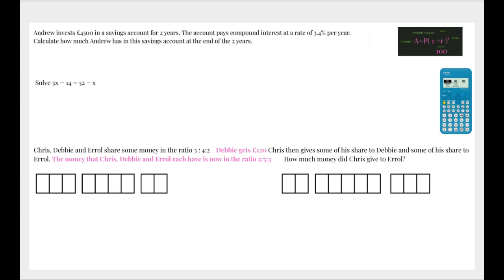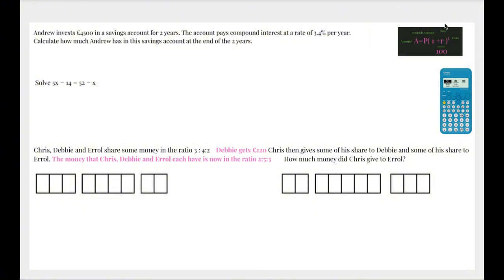Quick revision for you guys on higher. Andrew invests $4,500 in a savings account for 2 years. The account pays a compound interest at a rate of 3.4% per year. It's asking you to calculate how much he has in savings at the end of 2 years.